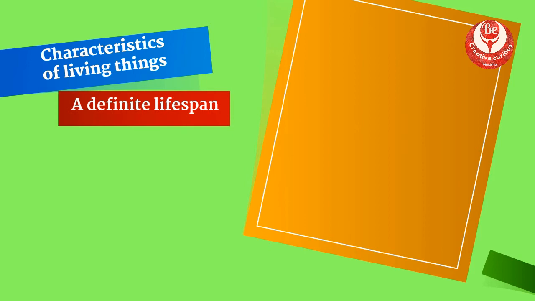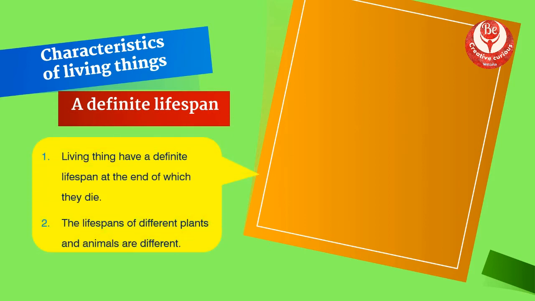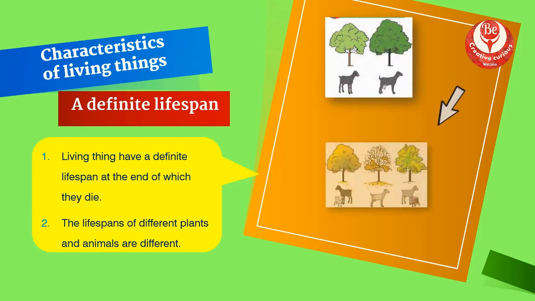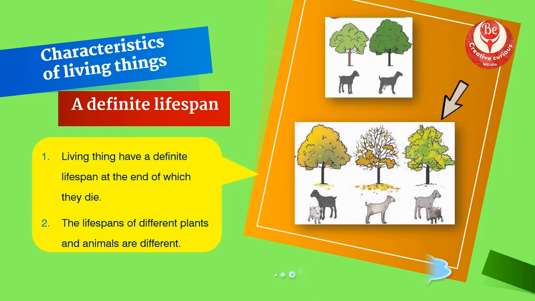A definite lifespan. Living things have a definite lifespan at the end of which they die. The lifespans of different plants and animals are different. Look at the pictures and discuss the lifespan of plants and animals.